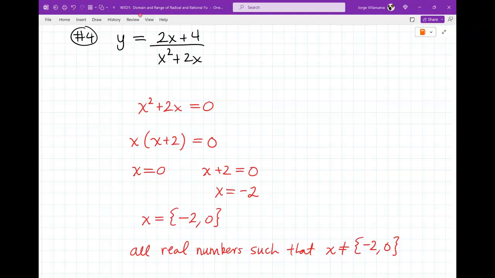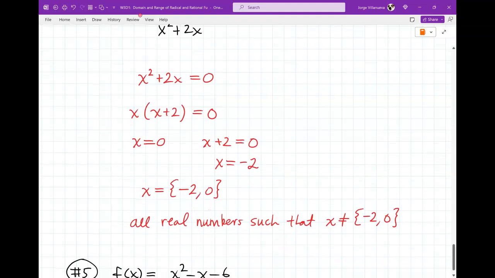So I don't want to use these two numbers. They cause problems. Okay? If you want to write it shorthand, feel free. You could just write all real numbers such that x cannot be -2 or 0. And that's okay.